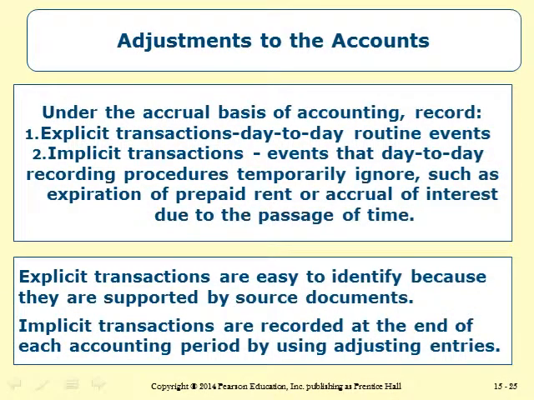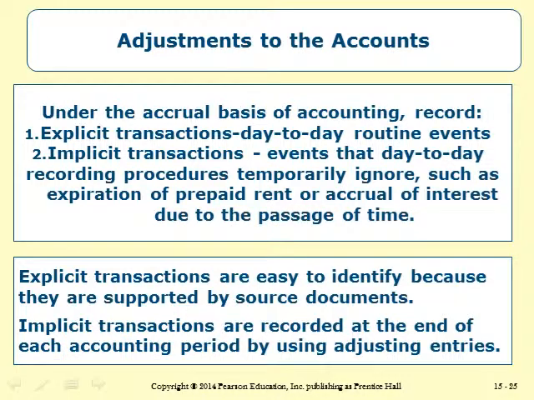And so earlier we defined a transaction as any economic event that an accountant should record. Under accrual accounting, accountants record both explicit transactions, that is, day-to-day routine events such as credit sales, credit purchases, cash received on account, and cash payments on account. And they record implicit transactions, and those are events that day-to-day recording procedures temporarily ignore, such as an expiration of prepaid rent or accrual of interest due to the passage of time.